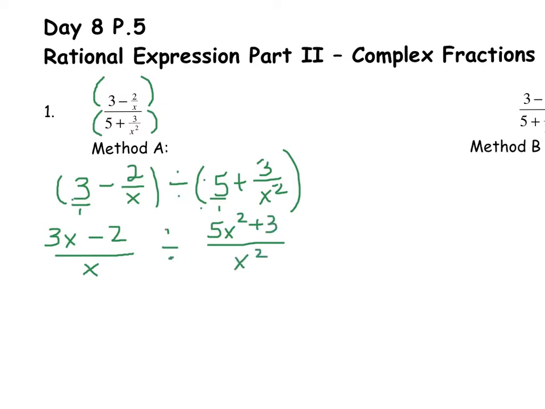Now I have my fraction to the point where I'm ready to change that to a multiplication and flip the other fraction over. I couldn't do that before when my two expressions had two separate fractions. Now we're able to rewrite the problem as the first fraction times the reciprocal of a second. So I can flip that second fraction over, and I'm multiplying by x squared over 5x squared plus 3.